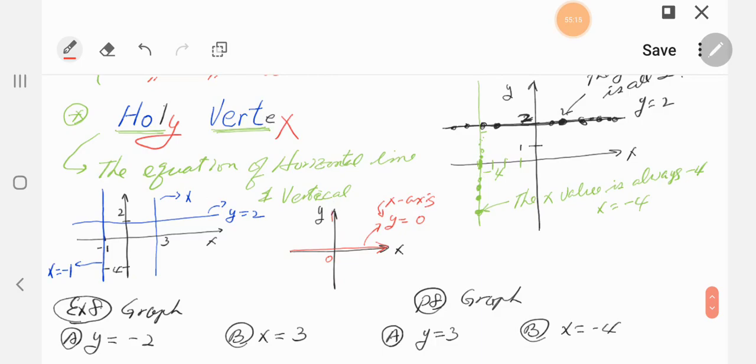How about this vertical line? This vertical line is the y-axis. Then what's the equation of the y-axis? It's a vertical line, so x is equal to the x value, which is 0. X equals 0 is the equation of a vertical line, which is the y-axis. Y equals 0 is the horizontal line, the equation of the x-axis.